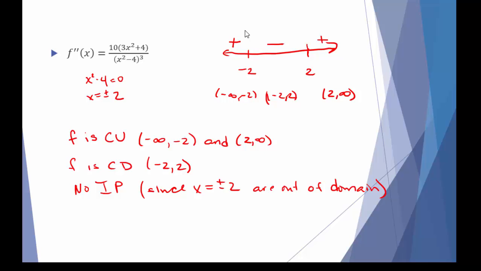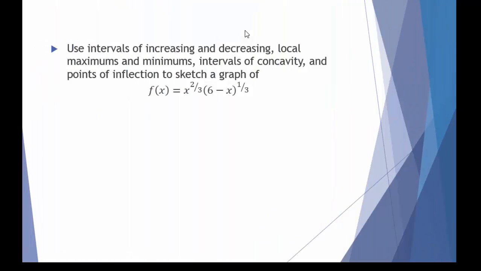So let's see if we can start to put some of these ideas together. We're going to use intervals of increasing and decreasing, local maxes and minimums, intervals of concavity, and points of inflection to try to sketch the graph of this particular function. Now this is a function for which the graph is not obvious. You can't look at this and go, of course, it's a polynomial, it has end behavior. Both of these individually are cube root functions, and you're taking their product. So the graph of this is going to be a little more non-traditional than we're necessarily used to dealing with.